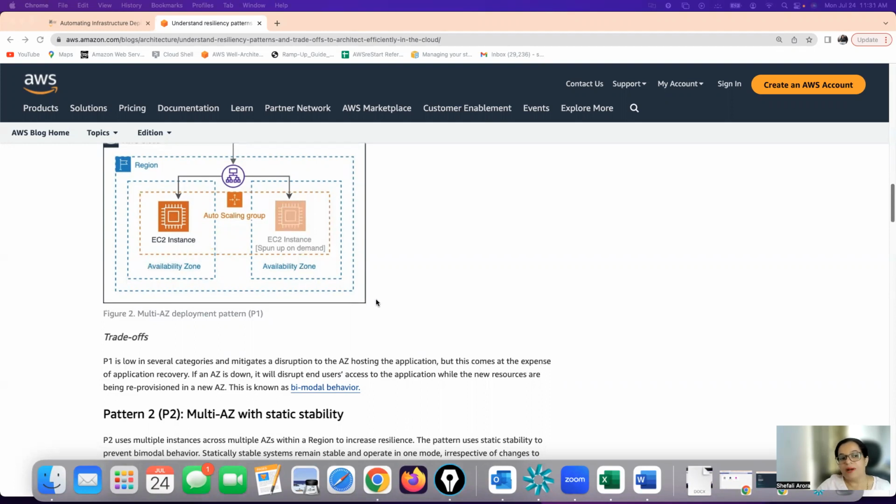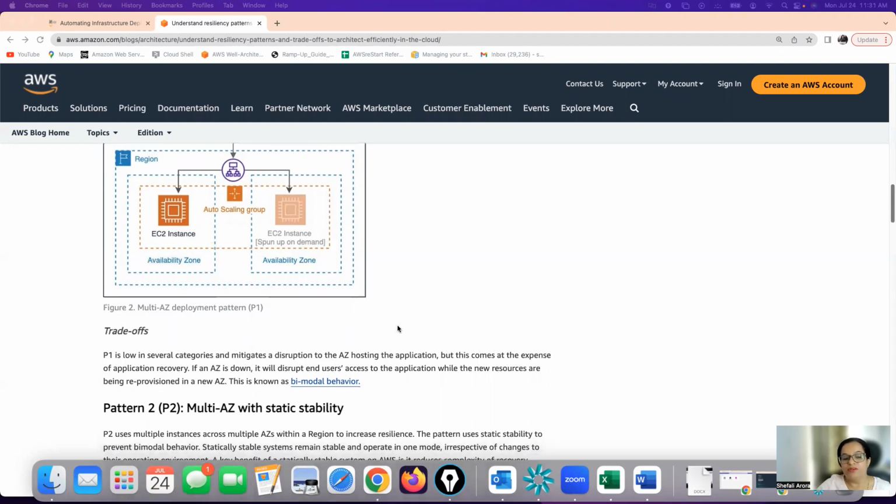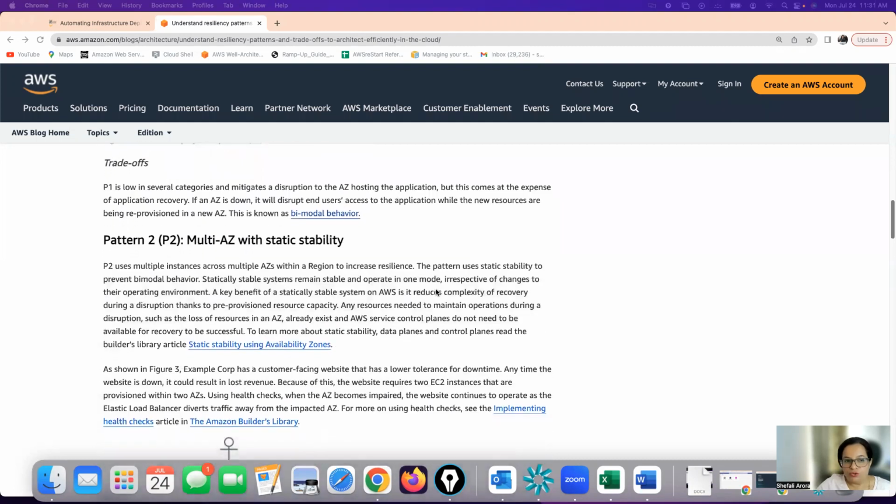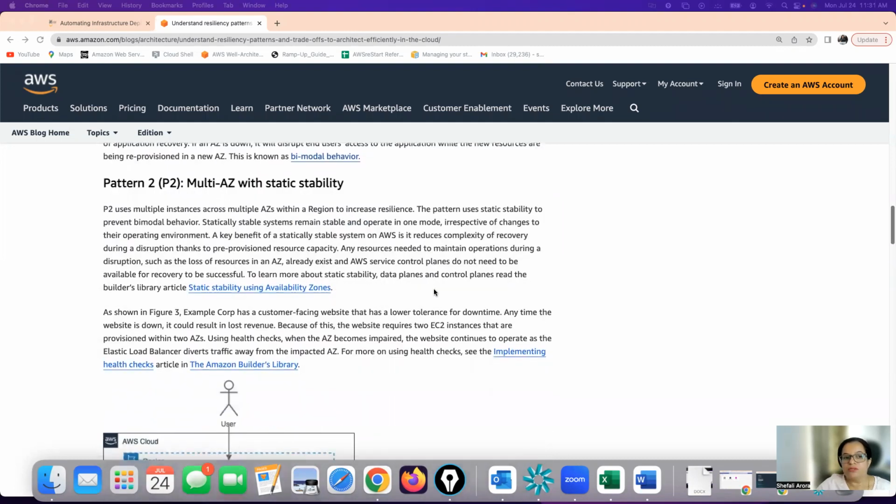This is also known as the bimodal behavior. Bimodal behavior says that if there is a failure in one AZ, only then does it prompt the other AZ to create the resources. Let's come to the pattern P2. So pattern P2 is multi-AZ with static stability.